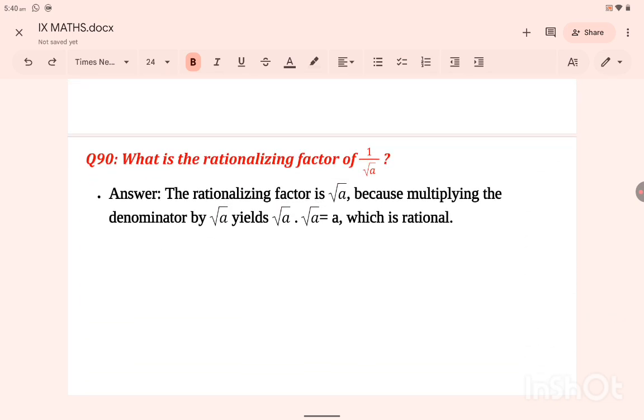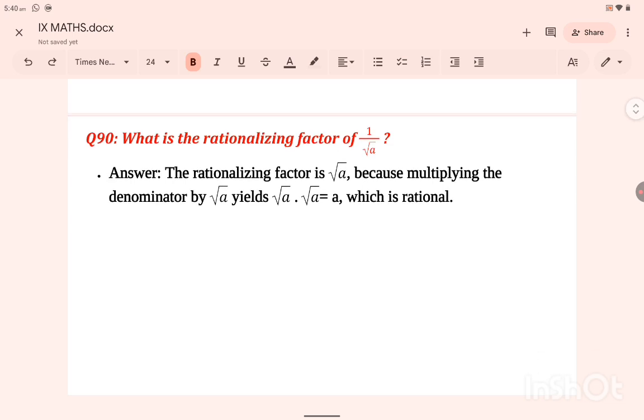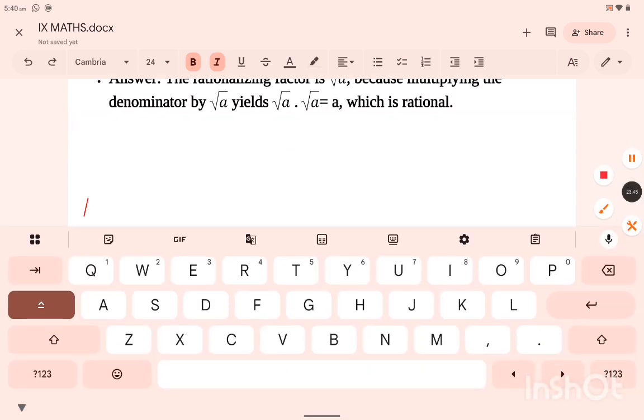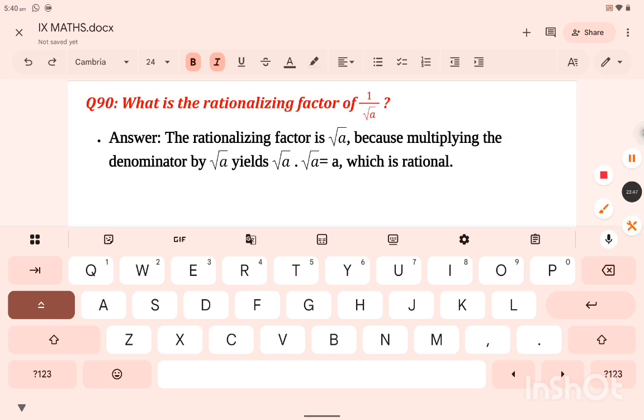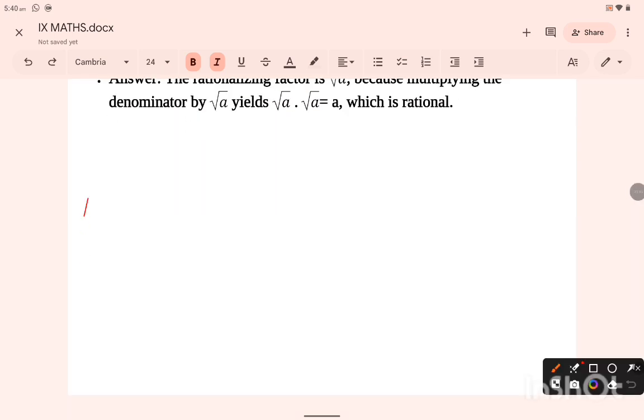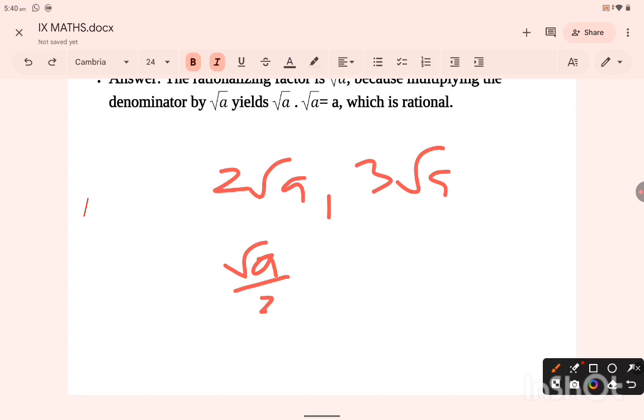What is the rationalizing factor of 1 by root a? The rationalizing factor of root a is equal to 2 root a, 3 root a, root a by 2, root a by 3 and so on. All these are the rationalizing factors of root a.